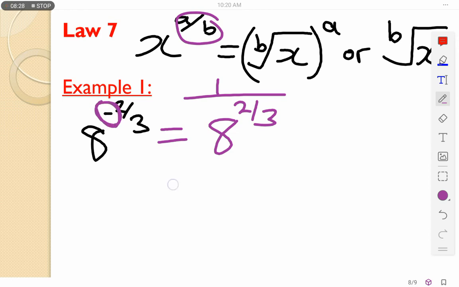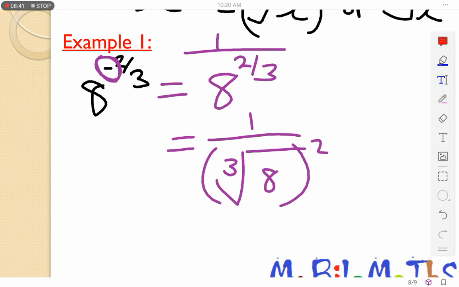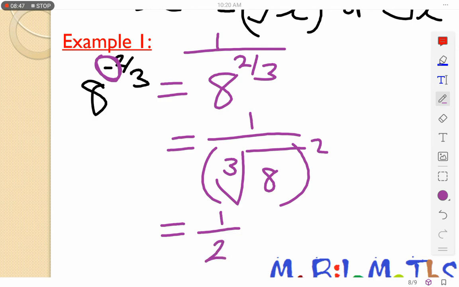Okay, so then it becomes 1 over the cube root of 8, then I square that. Then the cube root of 8, I said I get 2, so I have 1 over 2 raised to the power of 2, and we get 1 over 4. So that's our final thing.